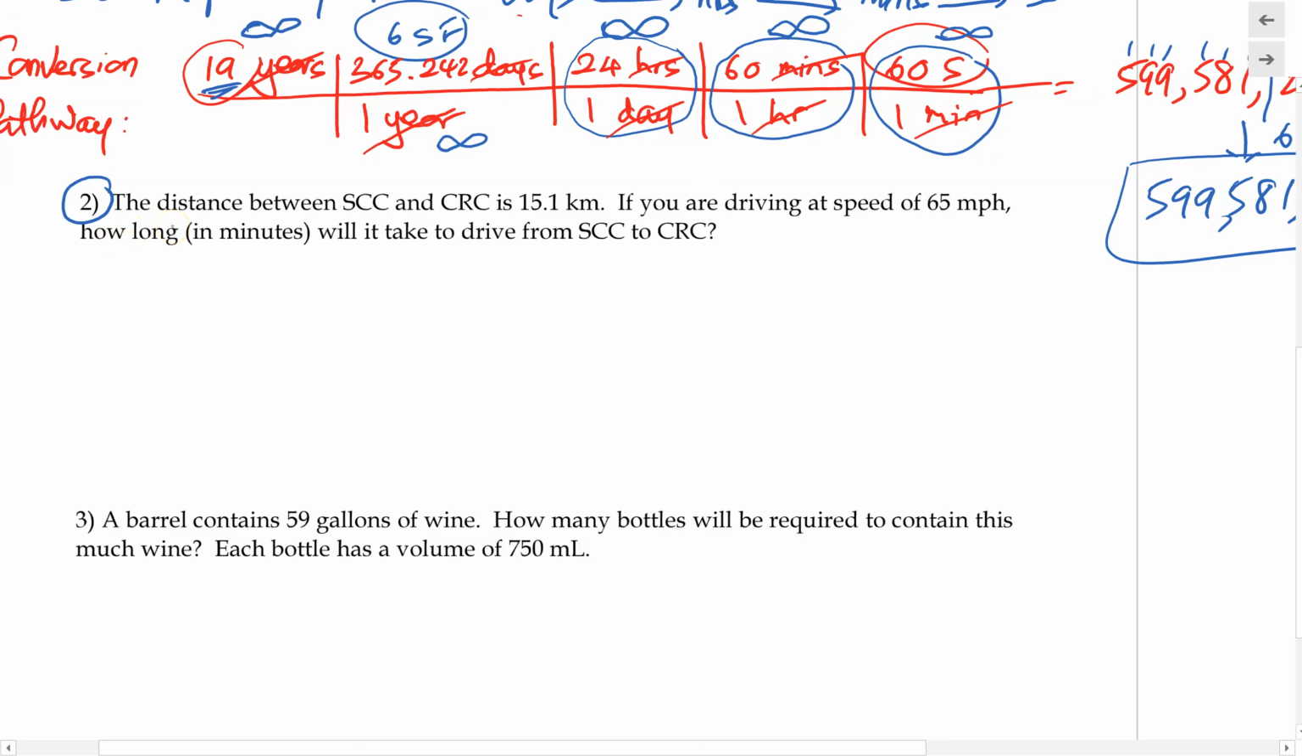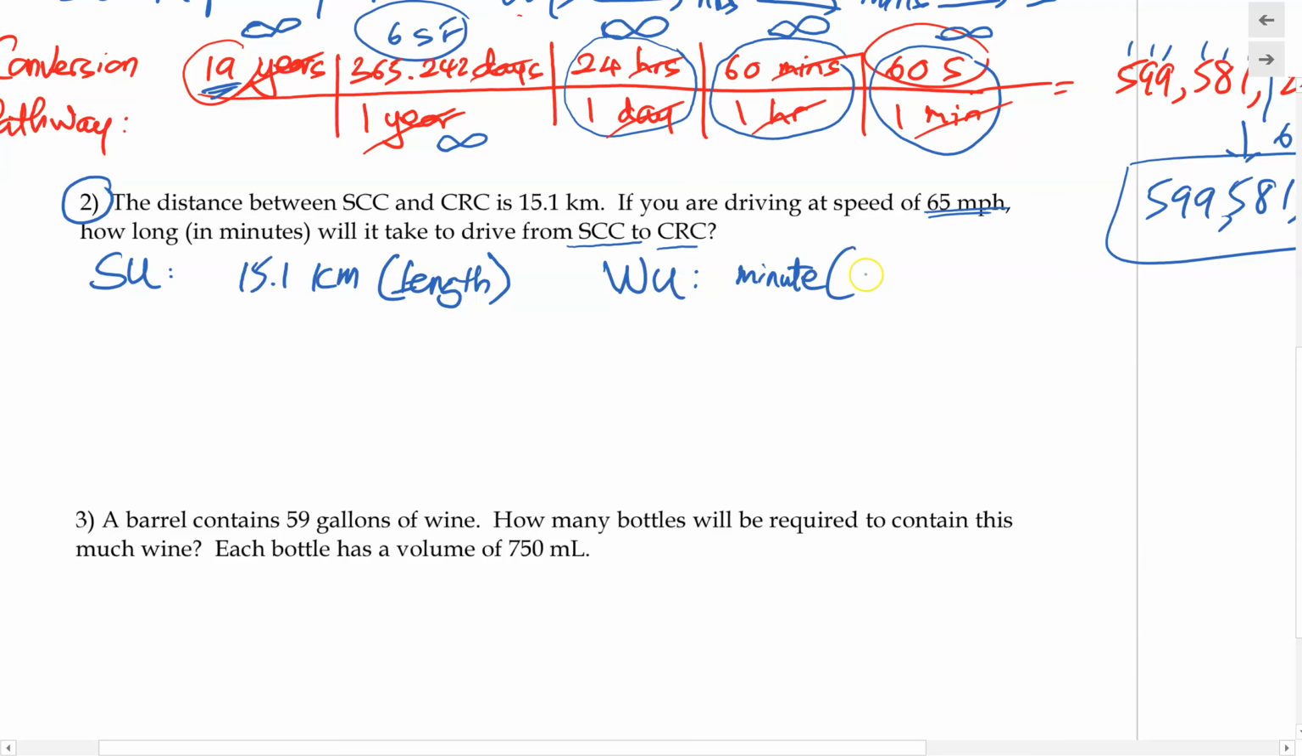It says the distance between Sac City and CRC is 15.1 kilometers. If you are driving at the speed of 65 miles per hour, how many minutes will it take you to get from Sac City to CRC? So in this case, the starting unit is basically the distance, right? The 15.1 kilometers. And kilometer is a unit of length. And now the wanted unit would be minutes. Minutes is a unit of time.